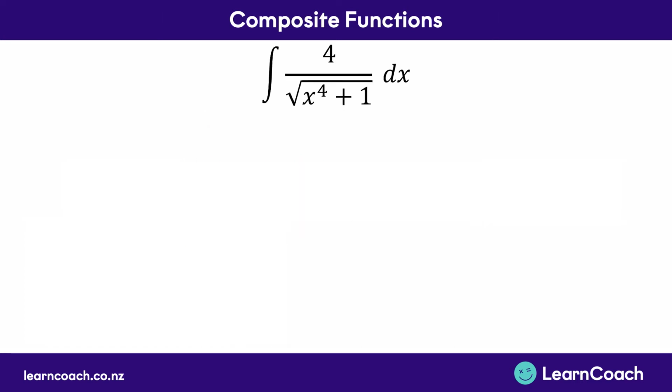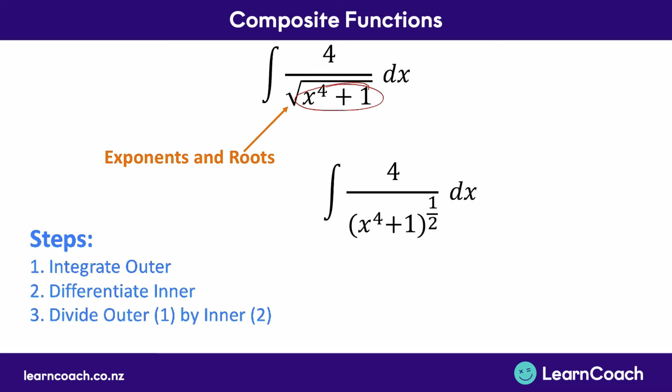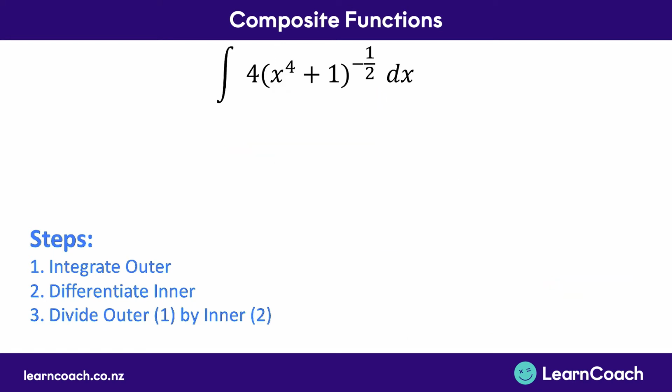Here we've got one with a square root. Now we know that whatever's in the square root is likely to be the inner function. However, we don't like square roots when integrating, so we're going to use our exponents and roots rule. And that'll give us 4 divided by x to the power of 4 plus 1 all to the power of a half. But again, we still don't like having terms on the bottom of a fraction, so we can use our fractions and powers rule. And that would give us 4 multiplied by x to the power of 4 plus 1 to the power of negative a half.